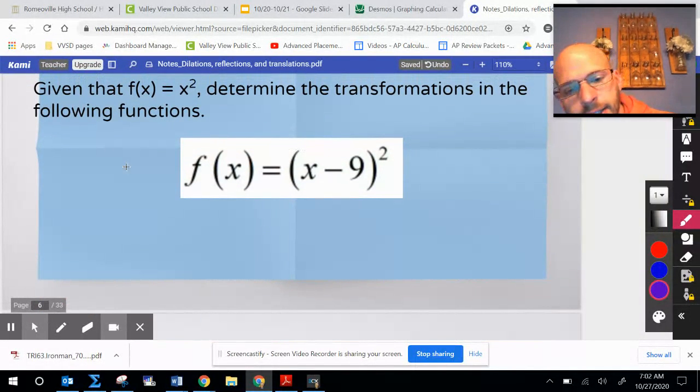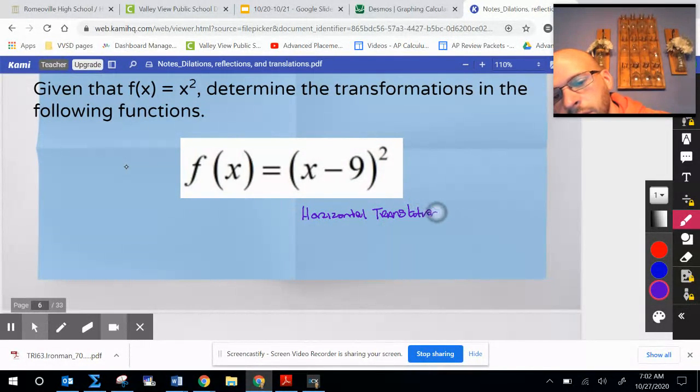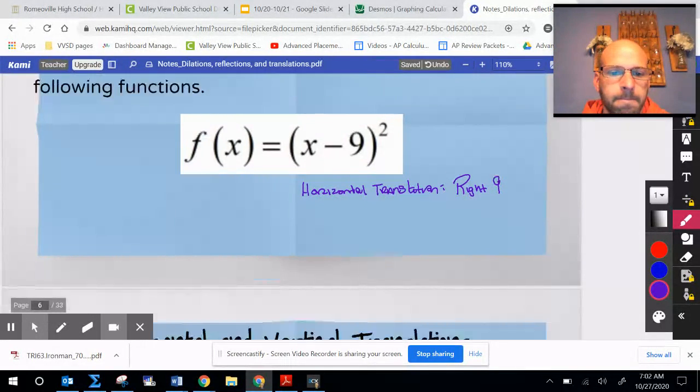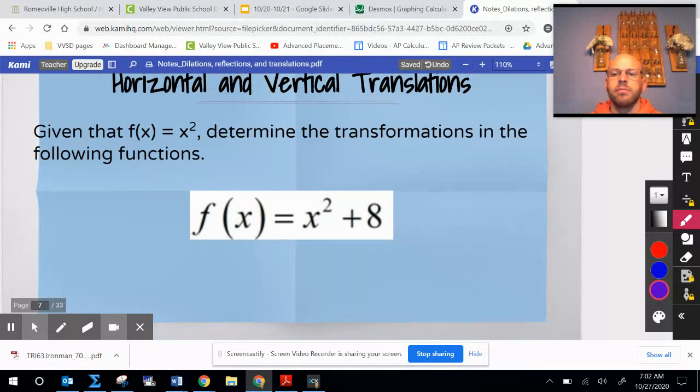All right, let's take a look at this next one. If I add 9 to the inside, that's still a horizontal translation. But this time, because it's minus 9, I'm going to go to the right 9 units. Okay, so let's move on to the next translation.